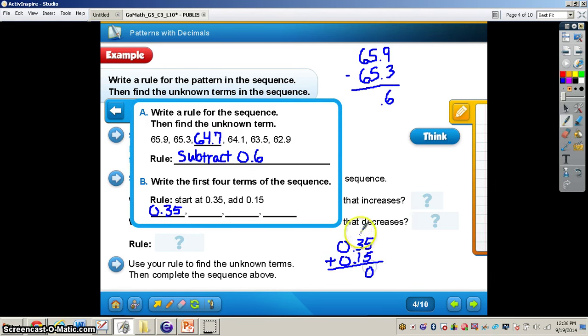Okay, it's actually going to give us 50 hundredths for the next one. And then after that, adding 15 hundredths, 65 hundredths. And then adding 15 hundredths to the 65 hundredths is 80 hundredths.